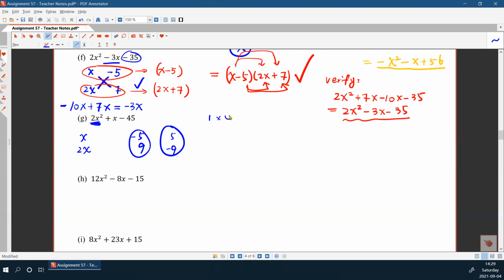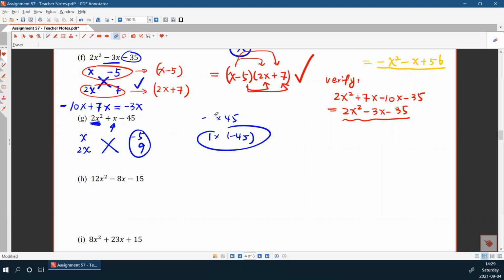Or you can also try 1 by 45, or minus 1 by 45, or 1 by minus 45. Okay, you can try any of these combinations. And note that we should have an x by conducting the cross multiplication. So how do we get the x here? So for example, if we use minus 5 by 9, is it working? So let's check.